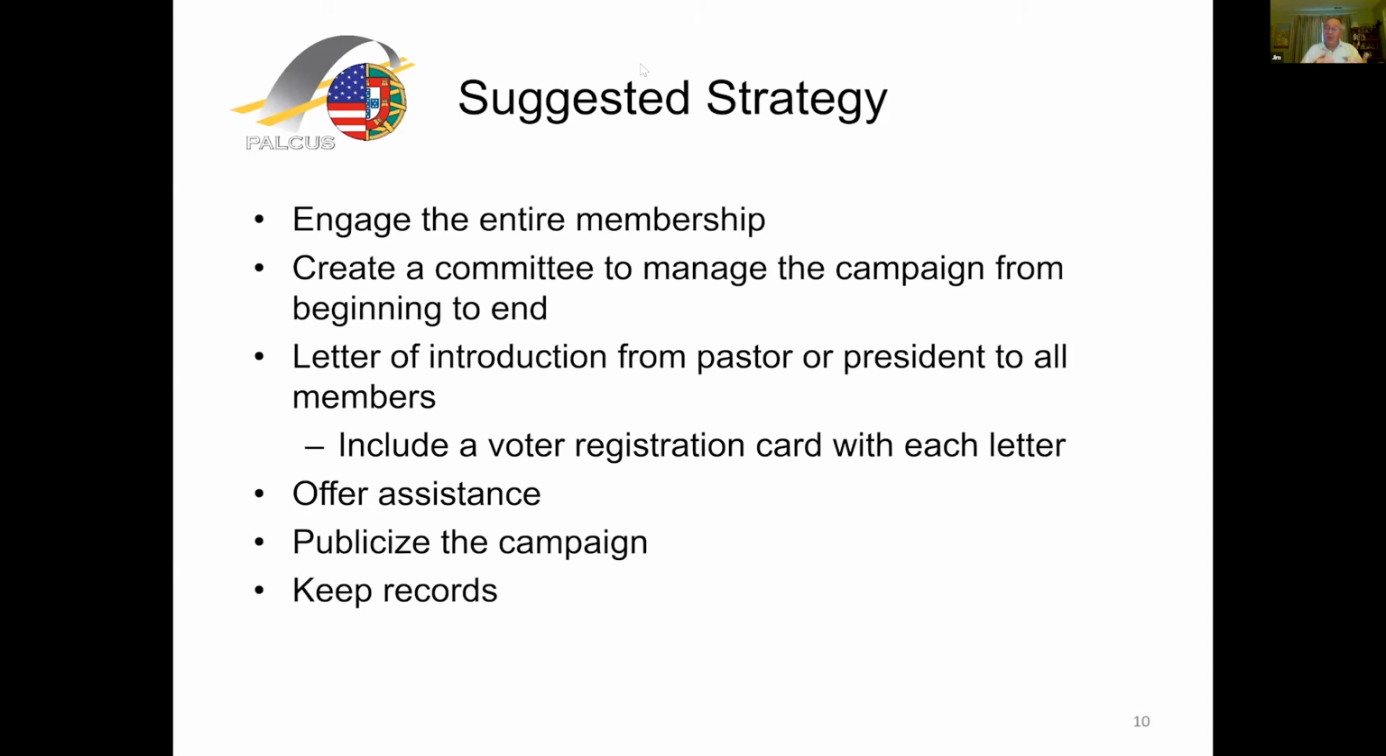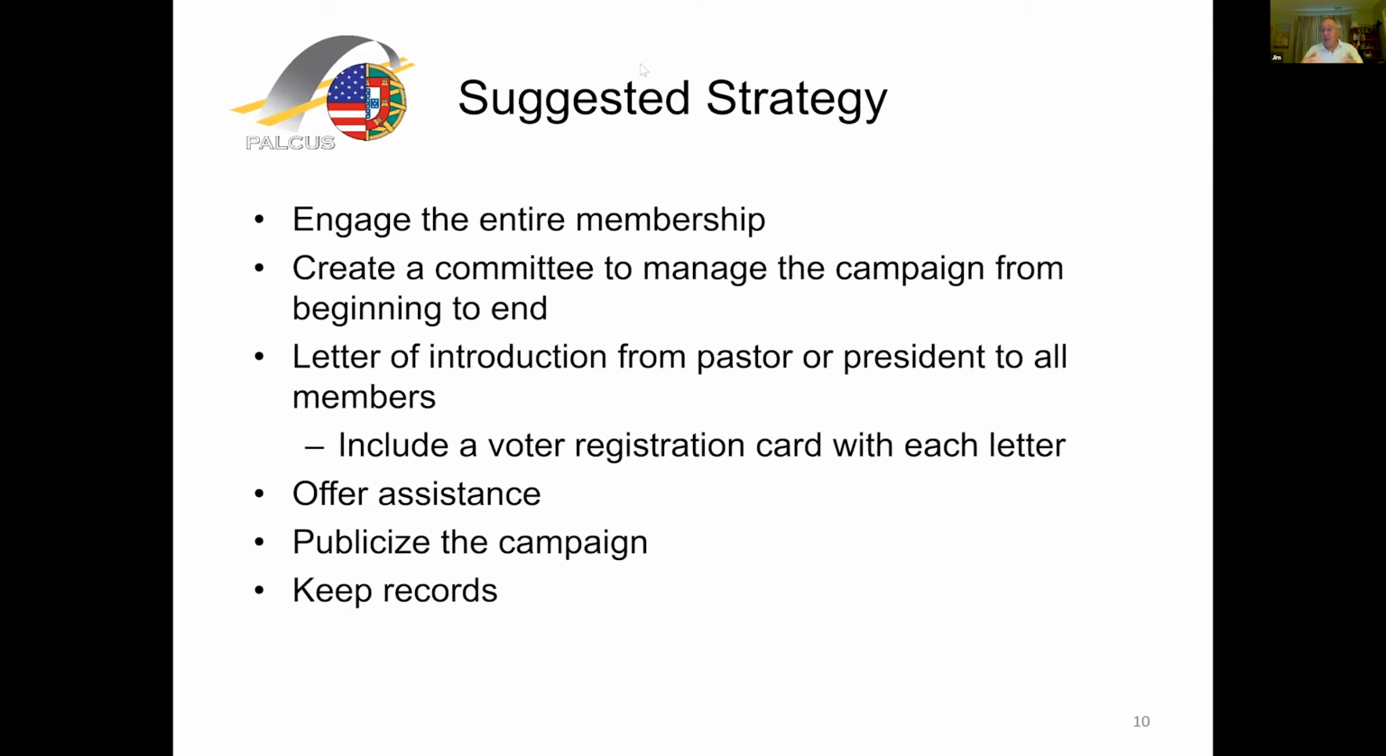And this is not just voter registration. You're trying to turn them on to the whole process, all the way through the voting process. So what we did is we have a letter, which is going to follow in this thing. We included in every letter to every family in the church a voter registration card with each letter. And we're going to talk about that more. And then later on, we'll talk about offering assistance.